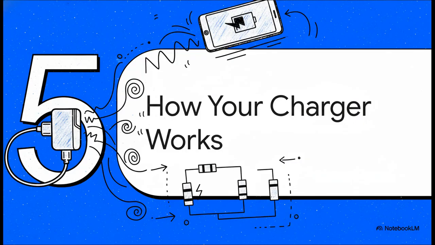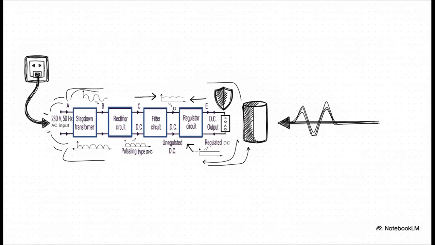Okay, so we've met all the players. We've got our passive components managing the flow, and our active components acting as gatekeepers. Now it's time for the main event. Let's put them all together and trace the path of electricity from the wall, through your charger, and into your phone. This right here, this is our map for the journey. We're starting with messy AC power coming in from the left, and it's going to pass through 4 key stages to end up as that perfect, clean DC power your phone needs on the right.